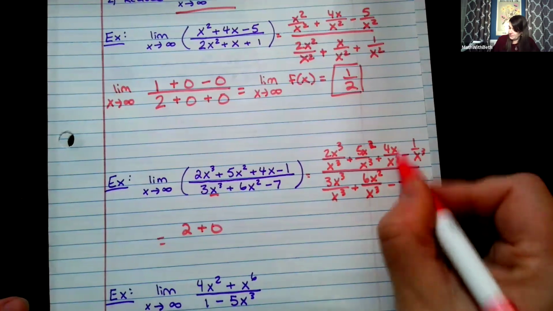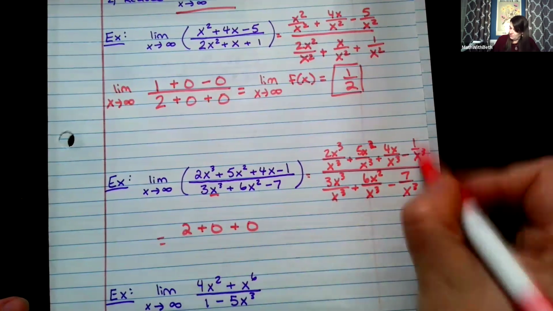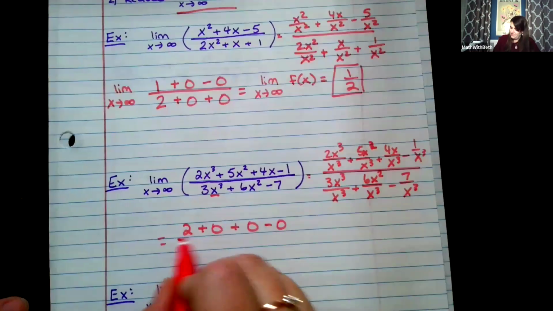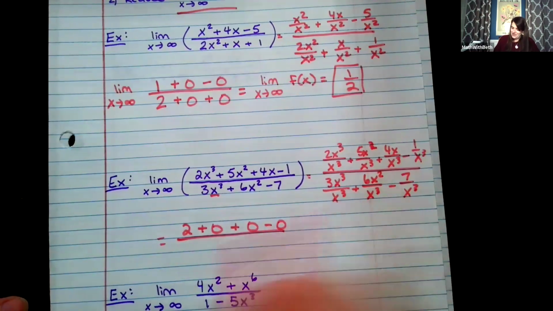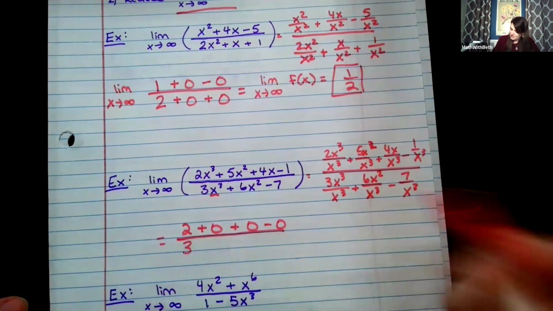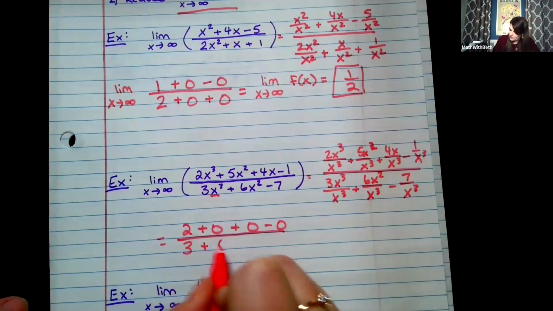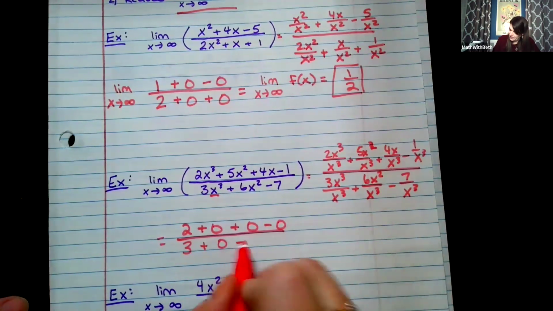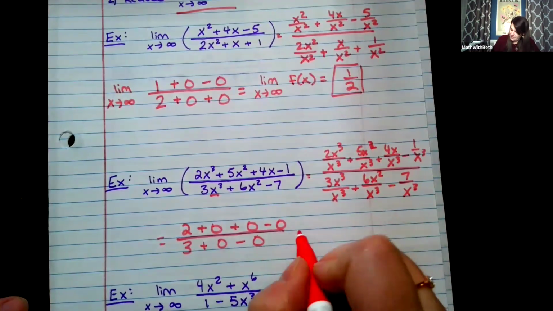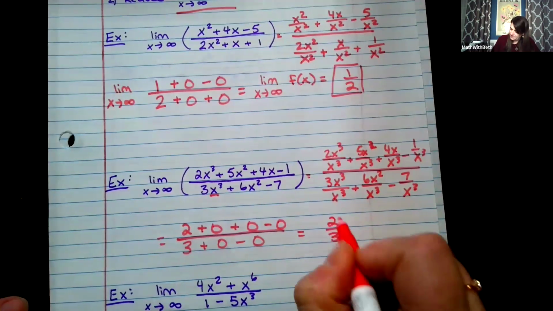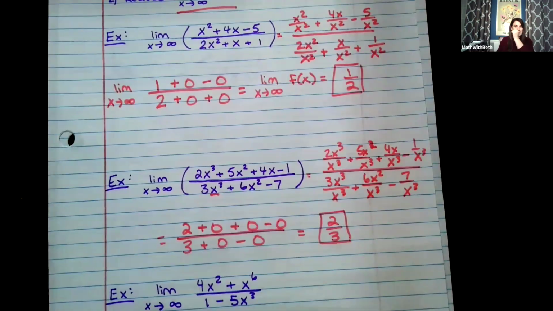So 0, 4 over x squared, 1 over x squared, 0. This would turn into 3, 6 over x, so 0, 7 over x to the third, 0. So final answer, 2/3.